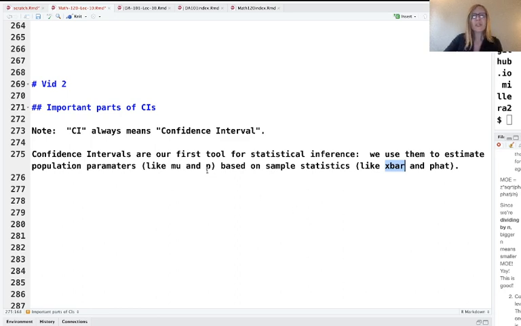In the recent videos, we've been talking about p, proportion. We've been saying something smart about the population proportion based on the sample proportion. We'll continue with proportion in this video. In the next video, we'll start talking about means.